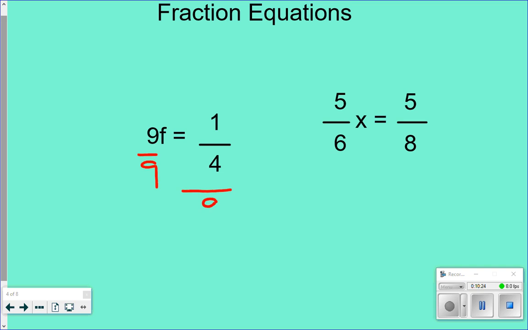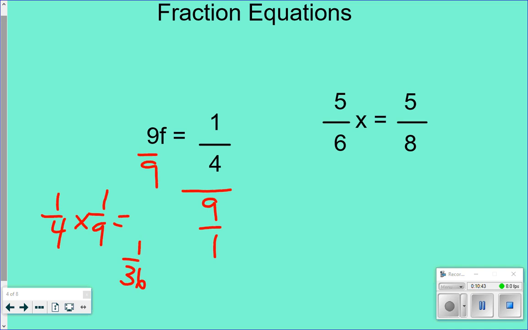Divide by 9. A lot of people don't remember what they put with 9 to make it a fraction. Okay, yep, on the bottom. And then 1/4 times 1 over 9 if you're flipping, and then it'd be 1/36 for your answer.